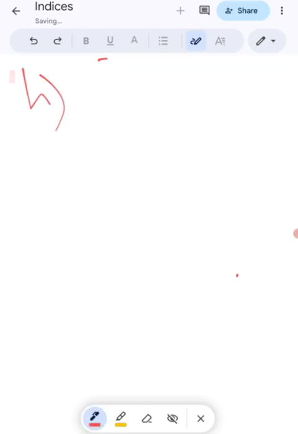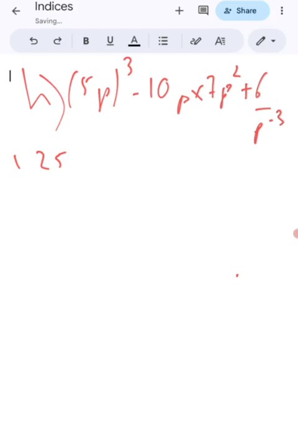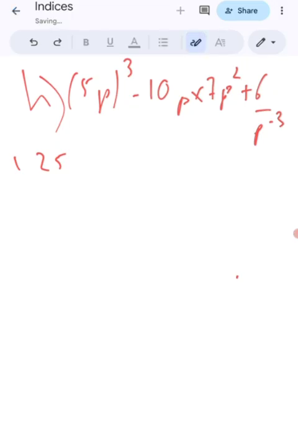Part 8 states that 5p^3 minus 10p multiplied by 7p^2 plus 6 upon p raised to the power minus 3. Okay, now 5p^3 means a 125p^3, because 5 is being multiplied how many times? 3 times. Okay, so 125p^3. I think this is the basic, you shall be knowing this. Minus 10p multiplied by 7p^2.